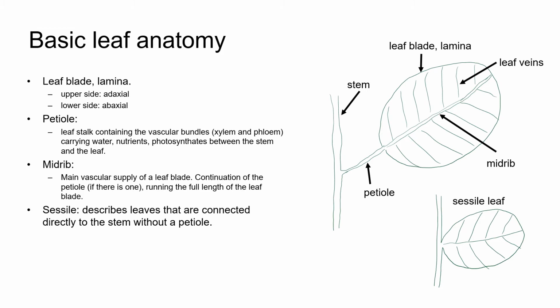At the center of the leaf blade is the midrib, which is an extension of the petiole and contains the vascular tissue, the xylem and phloem, and also provides some structural support for the leaf. Branching off the midrib is a network of veins which contain vascular tissue.